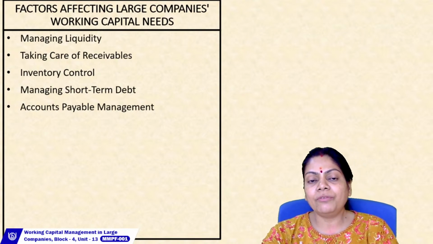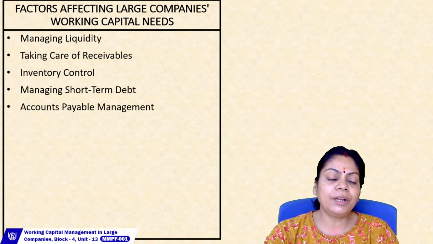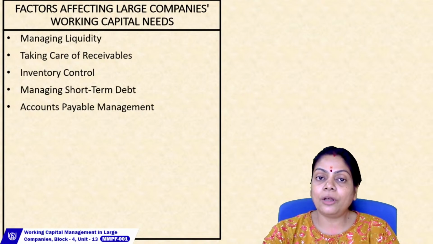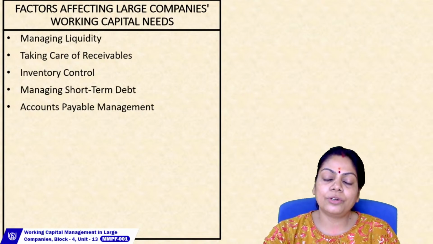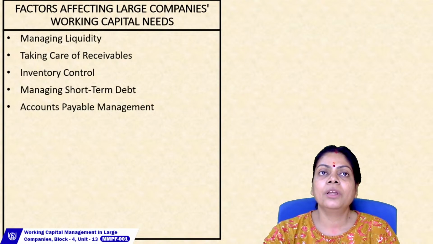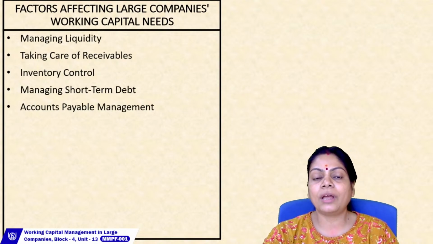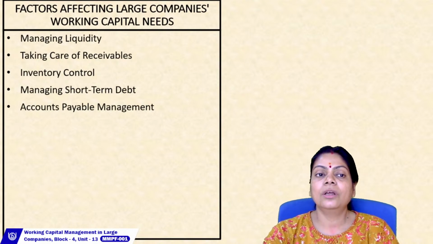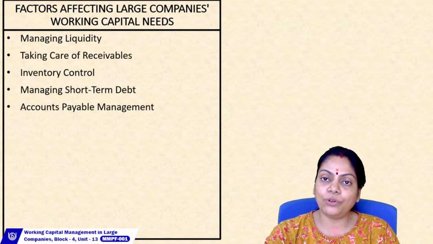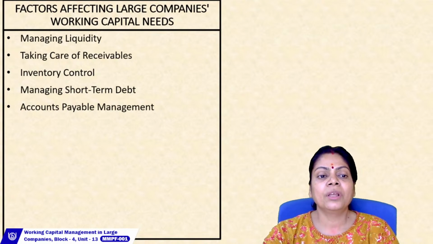Then you talk about inventory control. What kind of inventory policy do you have? Do you operate with just in time, or is inventory build up a big problem for you, or is shortage of inventory and the problem of stock out a big problem for you? What kind of control do you have? Whether you are going for EOQ, whether you have ERP systems, what kind of technique you are using, that will also decide your working capital needs.